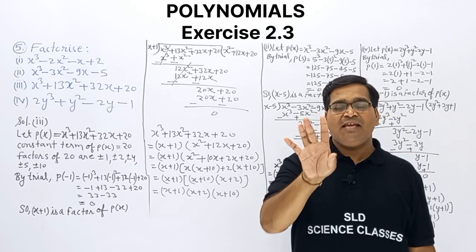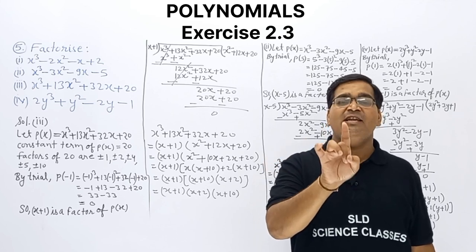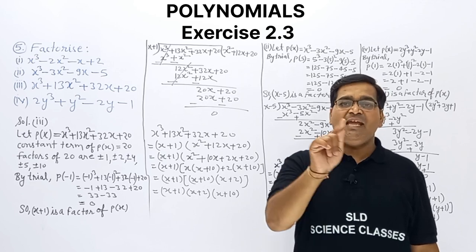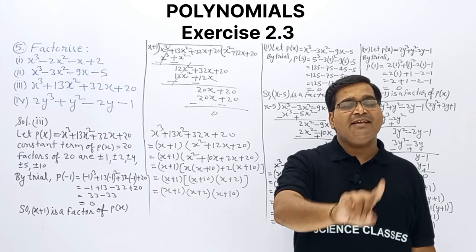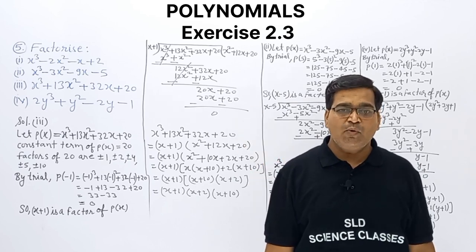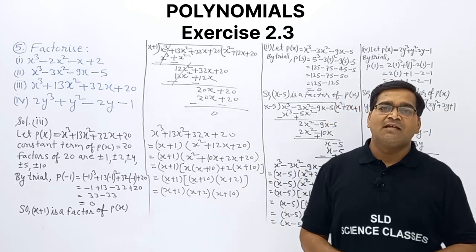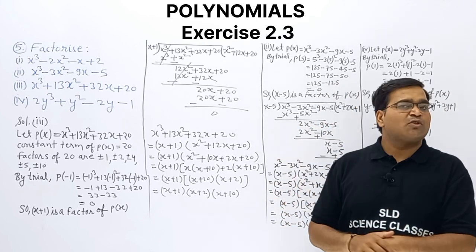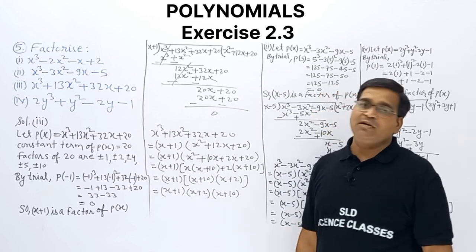Clear? X minus a is the factor of the polynomial. We already studied the factor theorem. If p(a) equals 0, then x minus a is what? X minus a is the factor of that polynomial. So we apply this one. Now we will understand all these things by observing these questions. Don't bother. So I am taking question number 3 first.